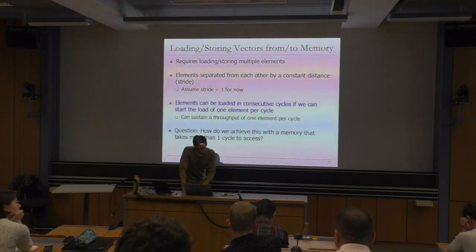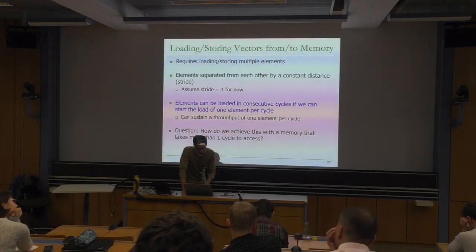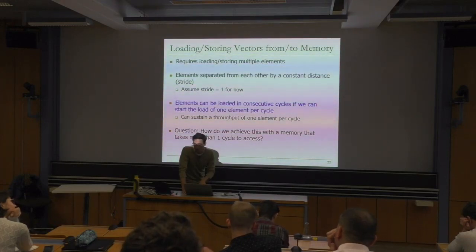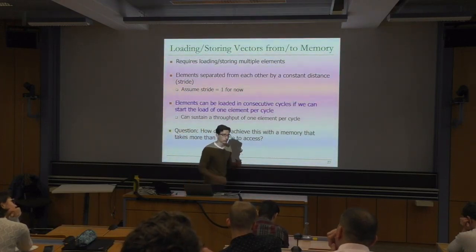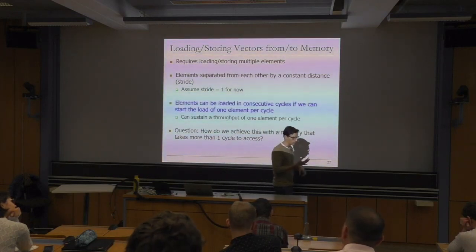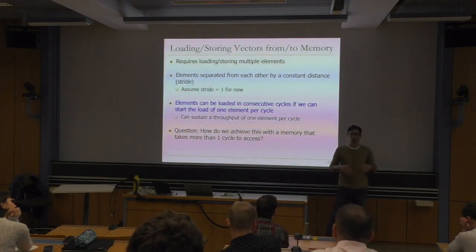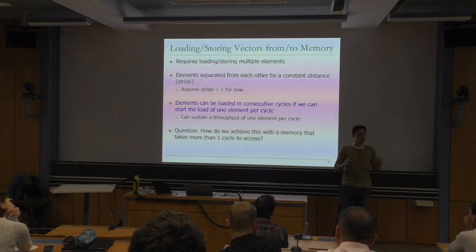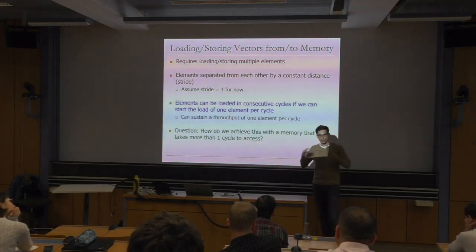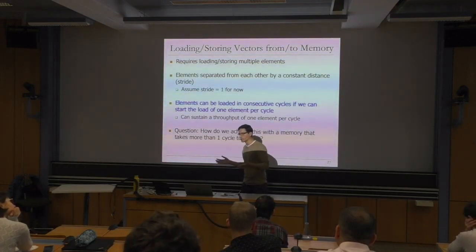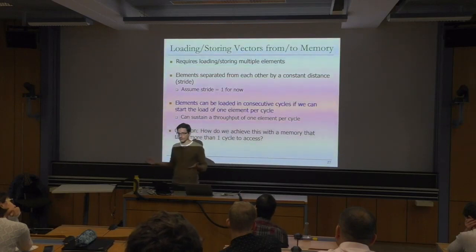Okay, so the question is also, how can you do that if a single memory access takes more than one cycle? Recall the very first example that we had for array and vector processors, and I told you, okay, let's assume for now that every memory access, every instruction, every operation here takes one single cycle. But unfortunately, that's not the truth, right?